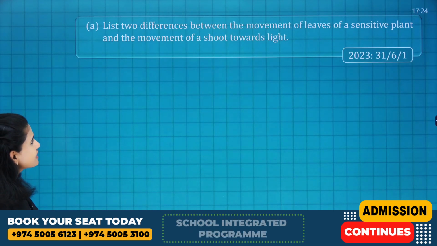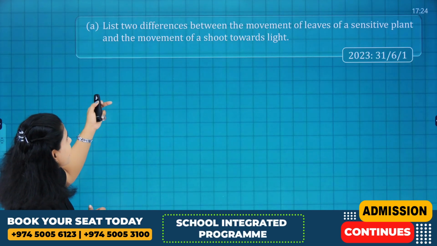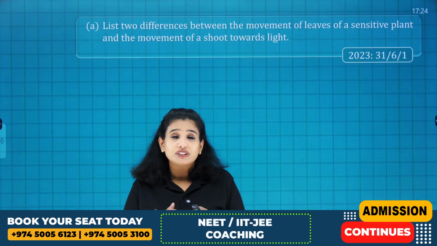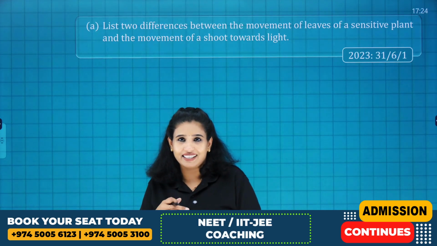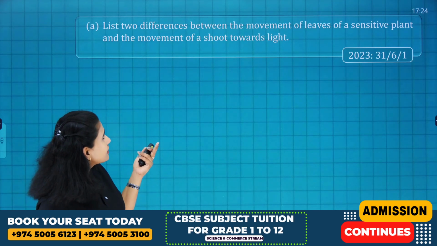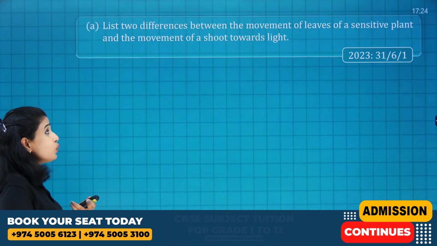List 2 differences between leaves in a sensitive plant and the movement or shoot towards light. The same type of questions we have discussed previously. So it is like in different ways it's asking. It is the two differences. Here you have to mention the 2 differences.